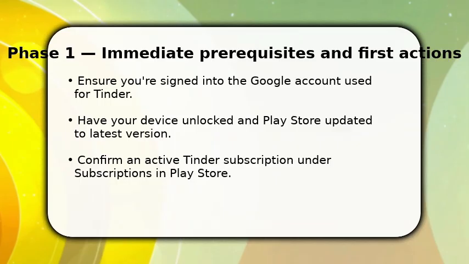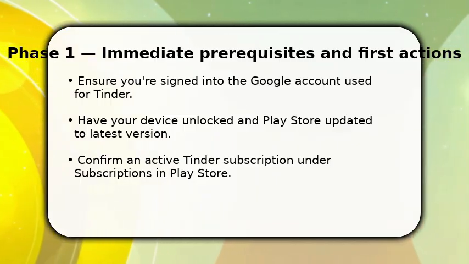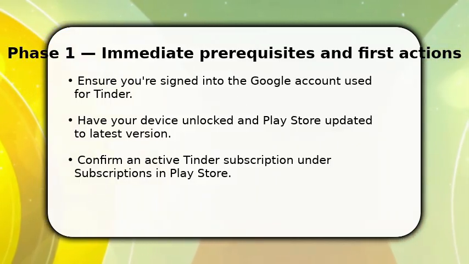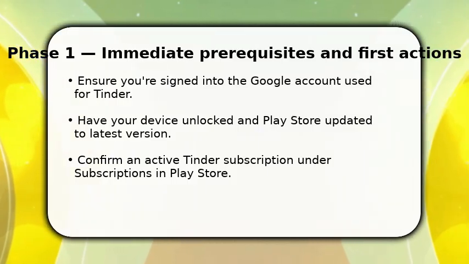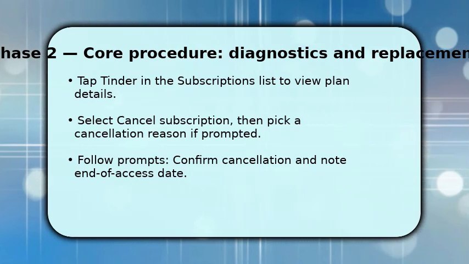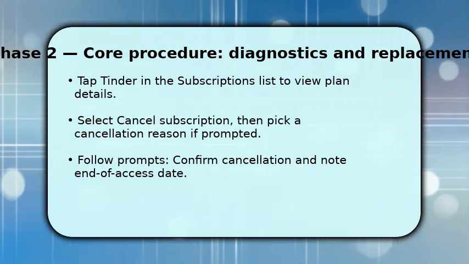This shows recurring charges. Make sure Tinder appears on the list and note the renewal date, so you know why timing matters. You don't want an accidental extra charge before canceling. You tap Tinder from the subscriptions list to see plan details and next billing date.